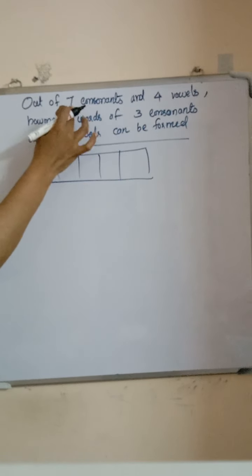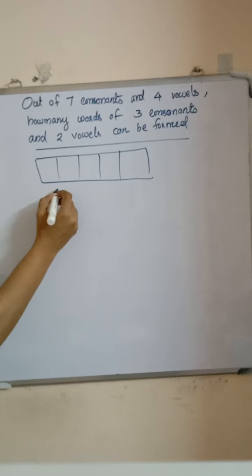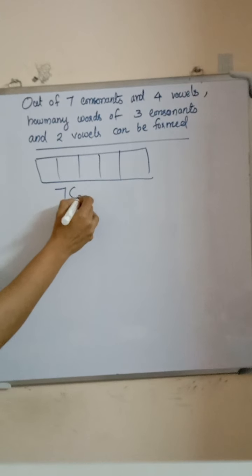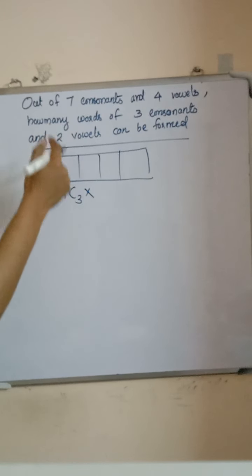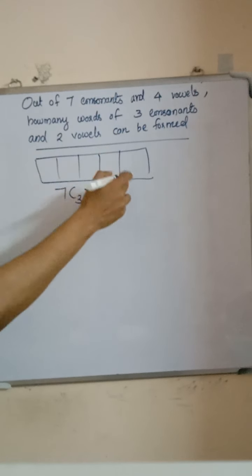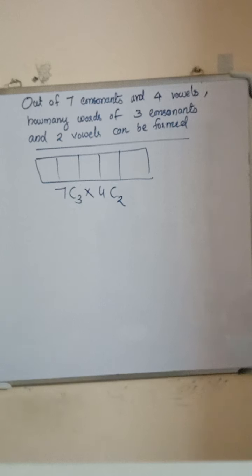3 consonants can be selected from 7 consonants in 7C3 ways, and 2 vowels can be selected from 4 vowels in 4C2 ways. So 7C3 into 4C2. That is, there are 7C3 into 4C2 groups, each containing 3 consonants and 2 vowels.